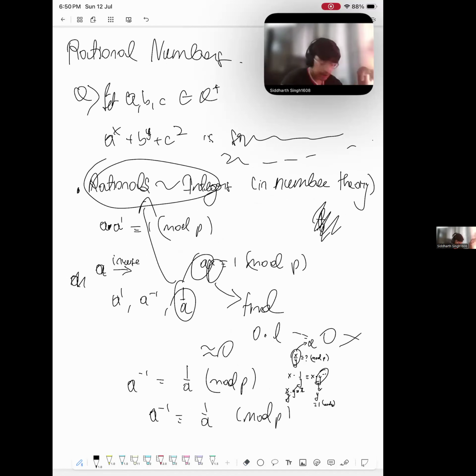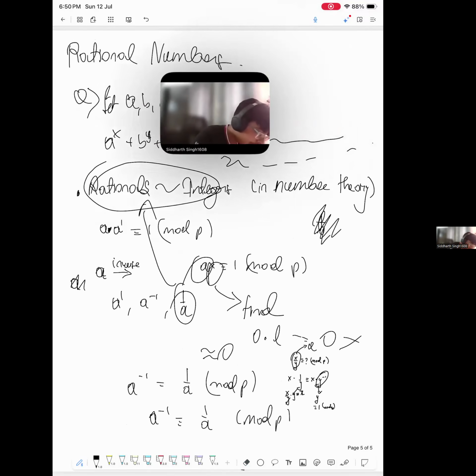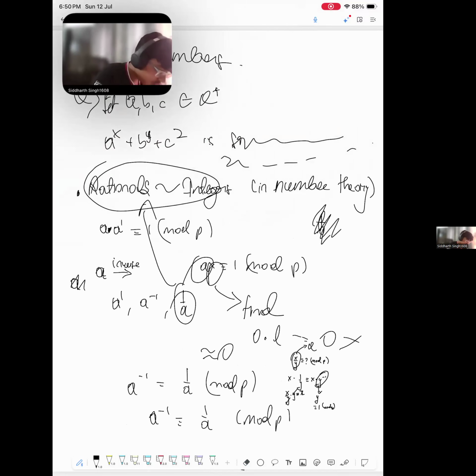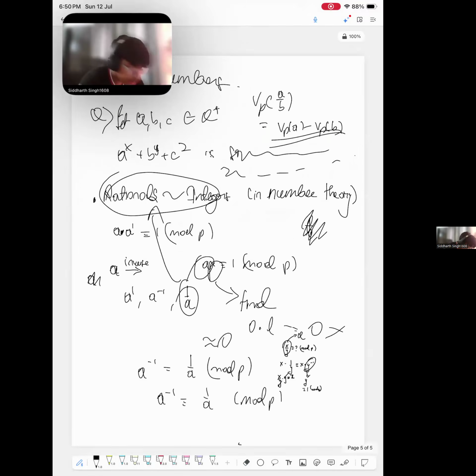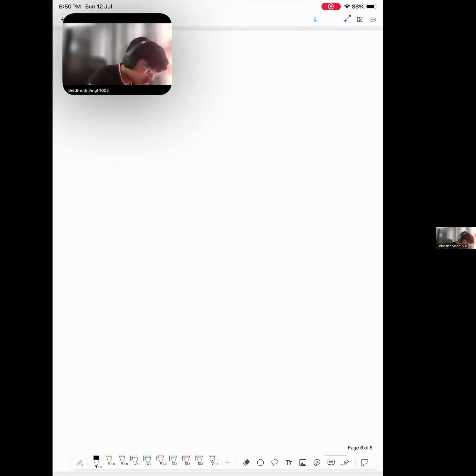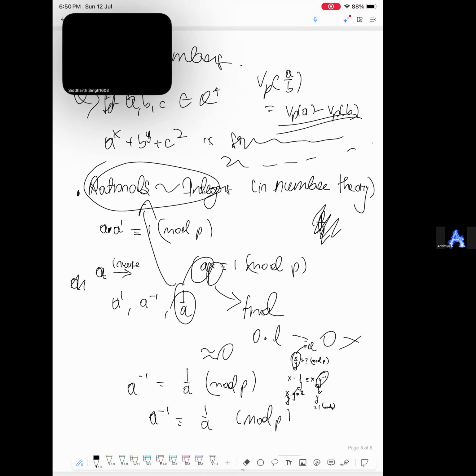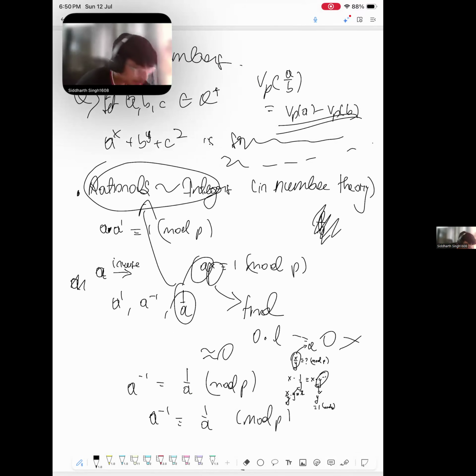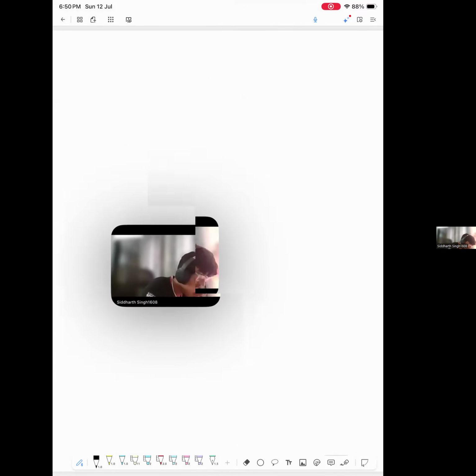In fact, when you'll be studying VP and stuff, you would often notice that VP of a rational could be defined. VP of a rational A by B is just VP of A minus VP of B. So yeah, there's this. Further, what is VP? VP is some random stuff the big number theorists have made up to confuse us folks. Actually, nah, you'll learn it soon enough. In fact, I can get it's a very simple thing.